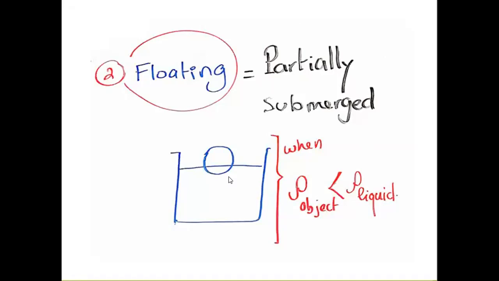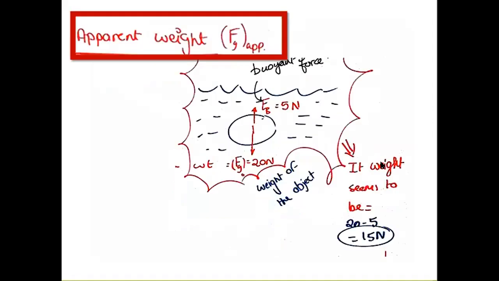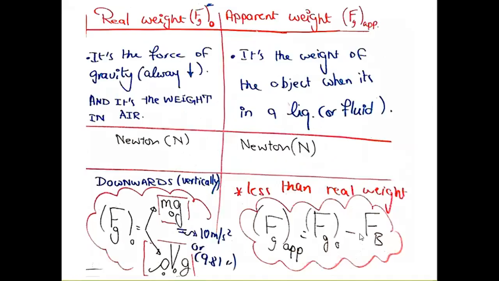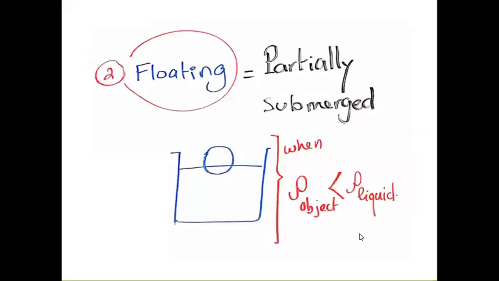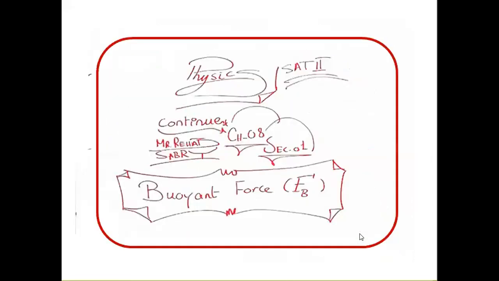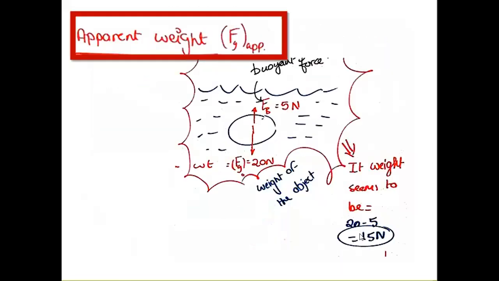Mohamed, go ahead. Sorry, I'll unmute you. Go ahead. Can you please go back to the formula to find apparent weight, because I was trying to write it and then you skipped it. Which one? Yeah, please. Okay. You want me to re-explain it? Yeah, please. Okay.